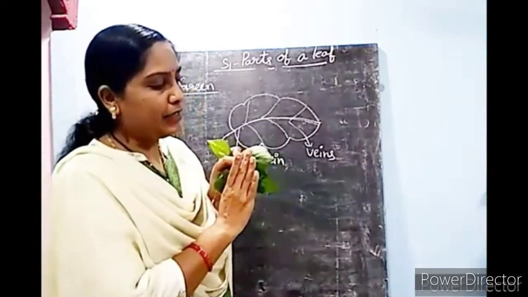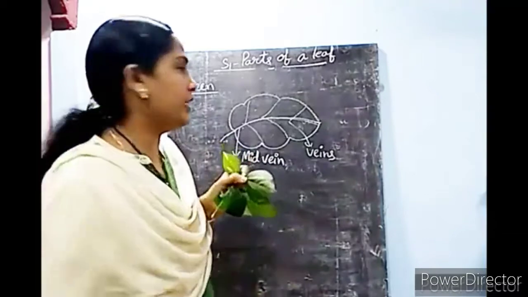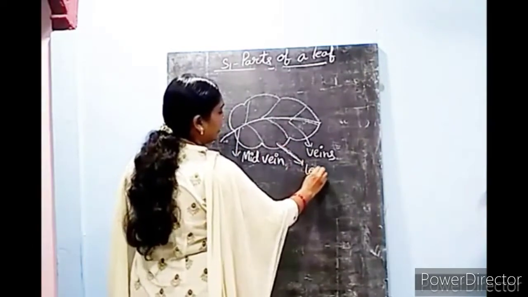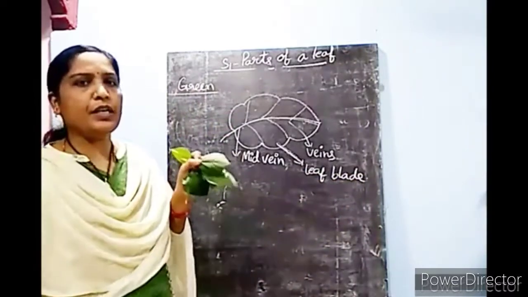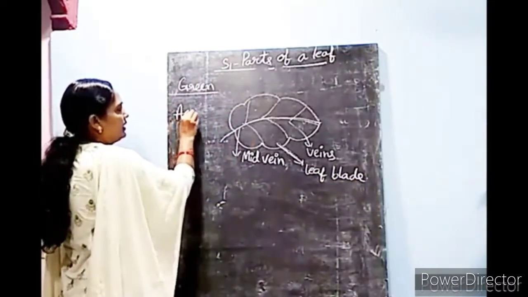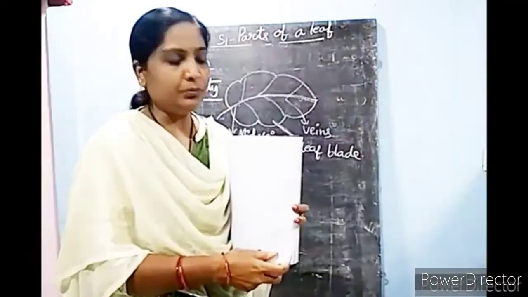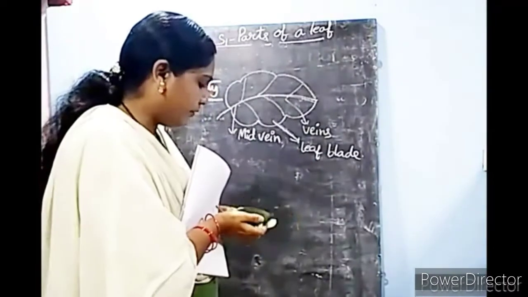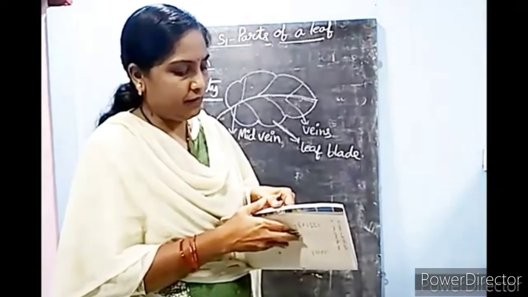And this flat green color part on the up side and down side is known as leaf blade. So this green color part is known as leaf blade. To understand all these parts, you can do one small activity. You take one leaf like this at home. You need one white paper and a leaf of any plant, and keep this leaf under the paper.